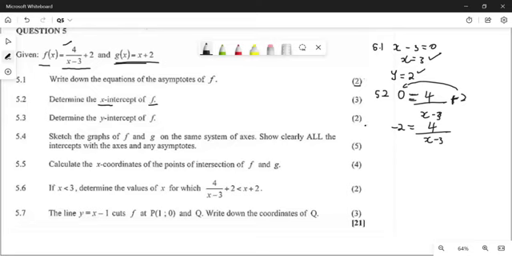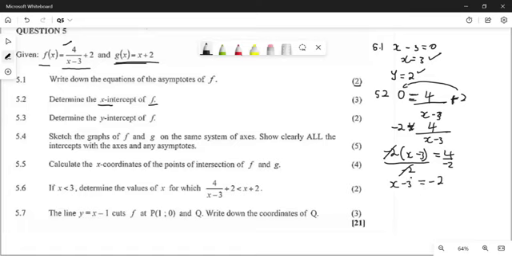Okay, what do you do from here? You cross multiply. If we cross multiply, we have minus 2 times x minus 3, which is going to be 4. What's the next thing that you'll do here? We divide by minus 2. Minus 2 and minus 2 divide each other out. You are left with x minus 3 equals minus 2.